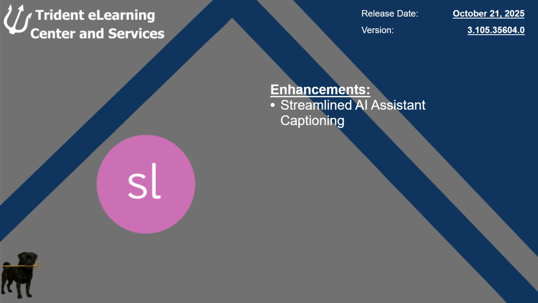First, Storyline has streamlined the closed captioning process with the AI assistant. You can now automatically generate captions when importing media, saving you a few extra steps. Second, there's a new closed caption display option that lets you turn text shadow on or off, improving readability for your learners.